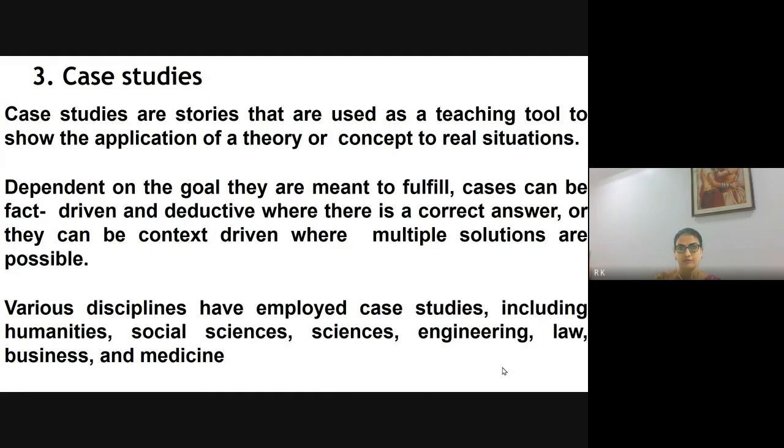Dependent on the goal that they are meant to fulfill, we have to come out with the marketing inputs, the HR input, the finance input. Yes, all those things are happening. The cases can be fact-driven and deductive, where there is a correct answer, or they can be context-driven, where multiple solutions are possible. Various disciplines have employed case studies, including humanities, social science, engineering, and law.